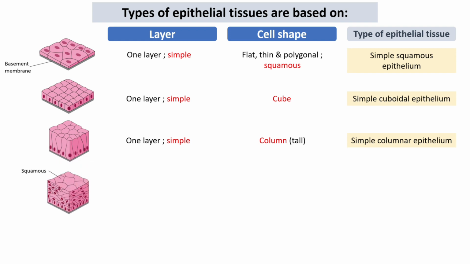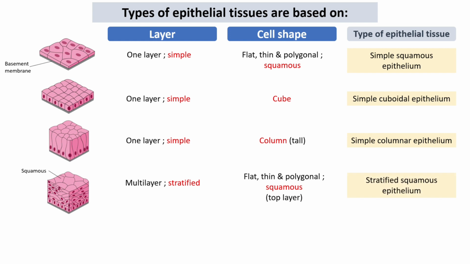In this diagram, the tissue has multi-layer, which is known as stratified. The cell shape at the top is flat, thin and polygonal, which is known as squamous shape. This top layer cell shape will determine the type of the tissue. Therefore, this epithelium tissue is known as stratified squamous epithelium.